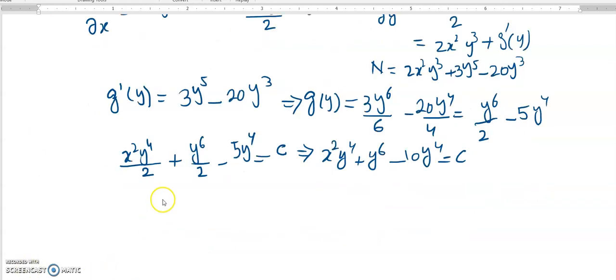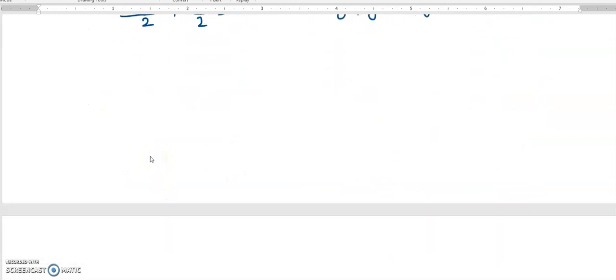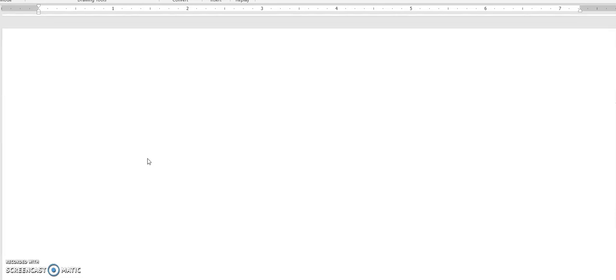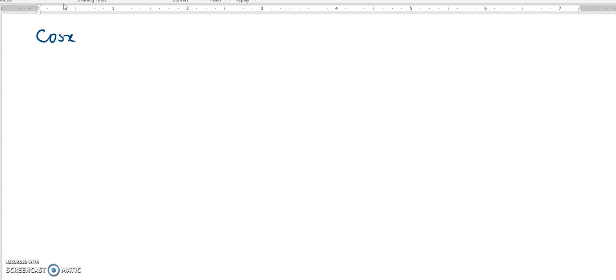Okay, let's solve another problem in which the equation is not exact. The equation is cosine of x dx plus (1 plus 2 over y) sine x dy.